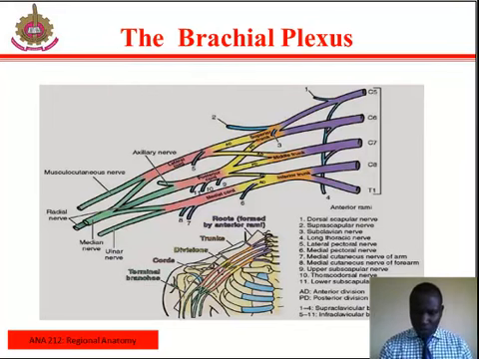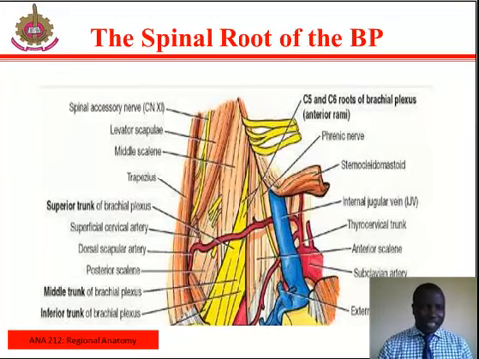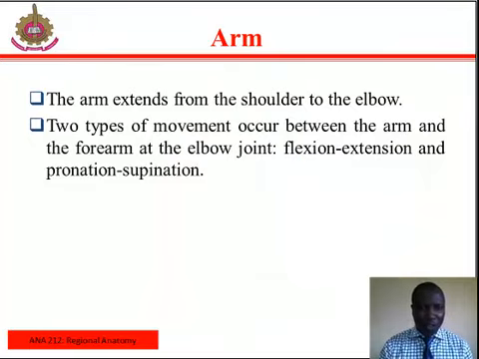Branches of the infraclavicular part of the plexus arise from the cords of the brachial plexus and are approachable through the axilla. This is the diagram of the spinal root of the brachial plexus.